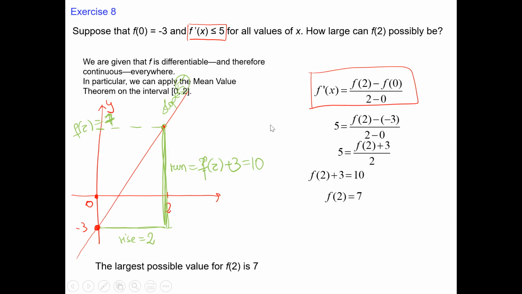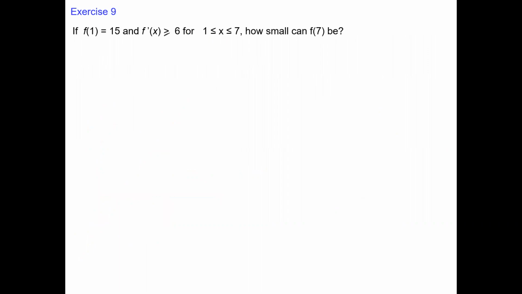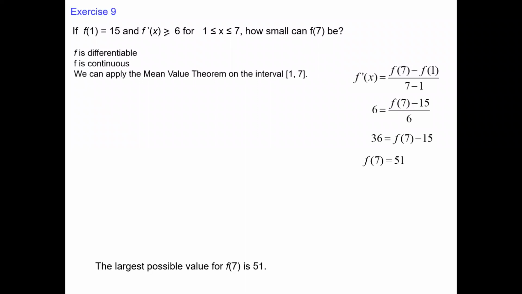Okay, let's see. I have another one like this, but please pause the video and look at the solution. I can skip this one because I did solve it. The largest possible value of f of 7 is 51, but you may draw the graph here. Please do this, with all of the information between 1 and 7. I can leave it for you.